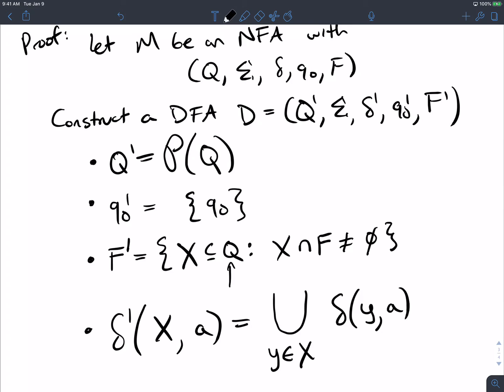So all we're doing is simulating the NFA deterministically. We're looking at all possibilities that you could reach in one transition, making a set out of all those states, and then making the transition in the DFA go to that subset of states.